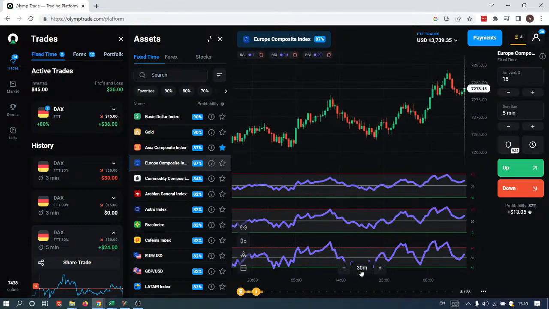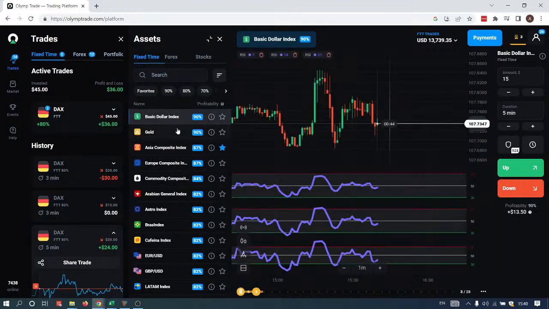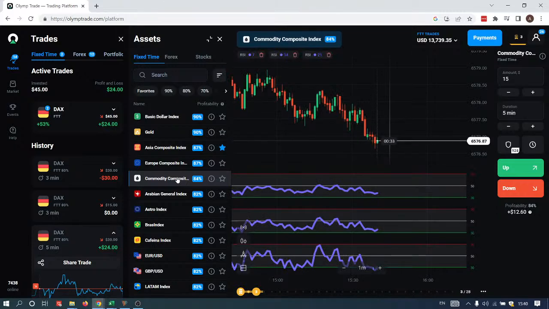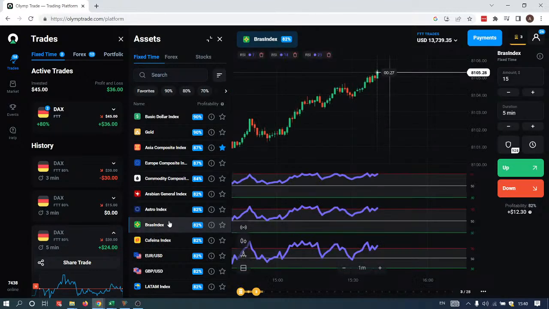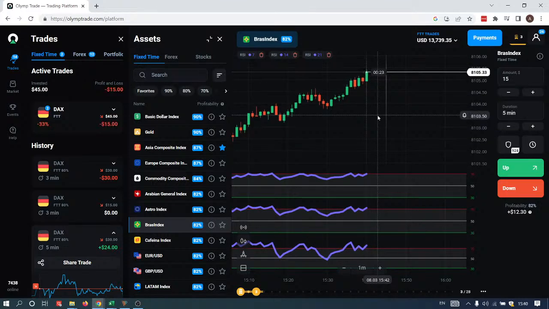Anything like 1 minute is not going to help you, because in that case you're going to start seeing too many signals, and those signals will usually be controversial to one another. So that's not really recommended.